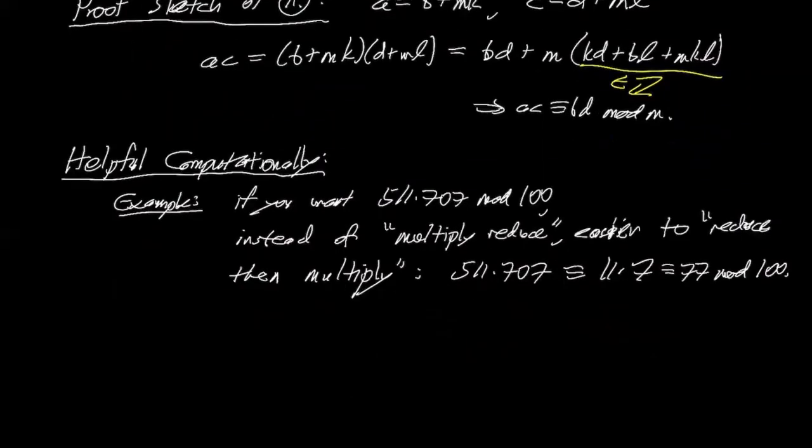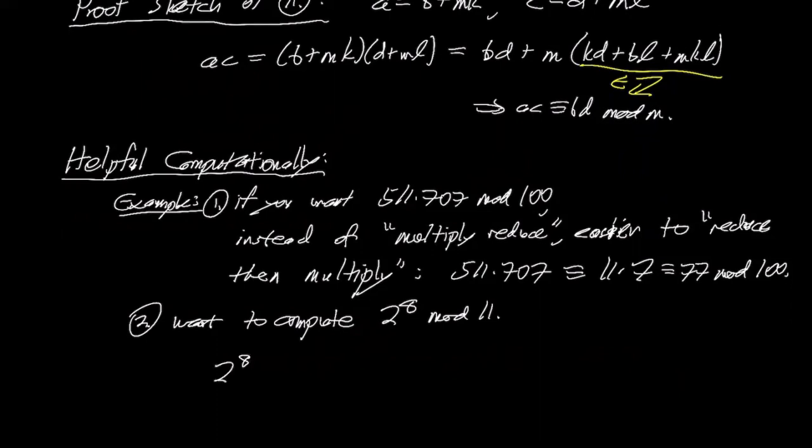Okay, another example. This is something that's going to come up a lot. Say we want to compute something like powers. This is going to come up a lot in cryptography. Say we want to compute 2 to the 8th mod 11. I'm using a small number just to illustrate this. 2 to the 8th is not that big, it's 256, and then you could reduce that mod 11. But you can also say, well, 2 to the 8th is really 2 to the 4th times 2 to the 4th, which is 16 times 16.